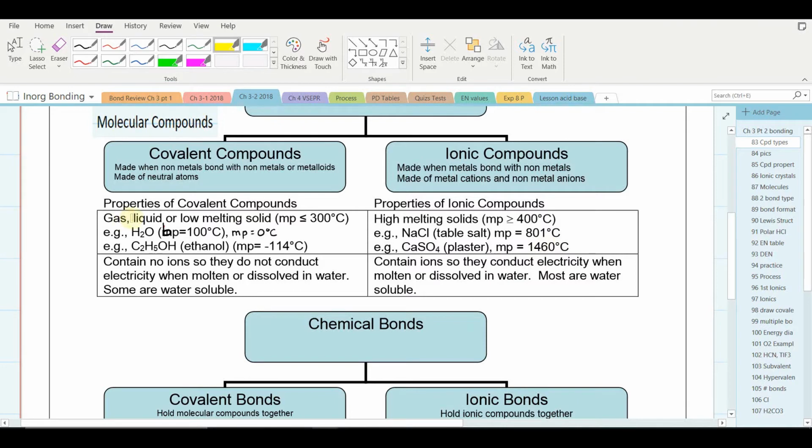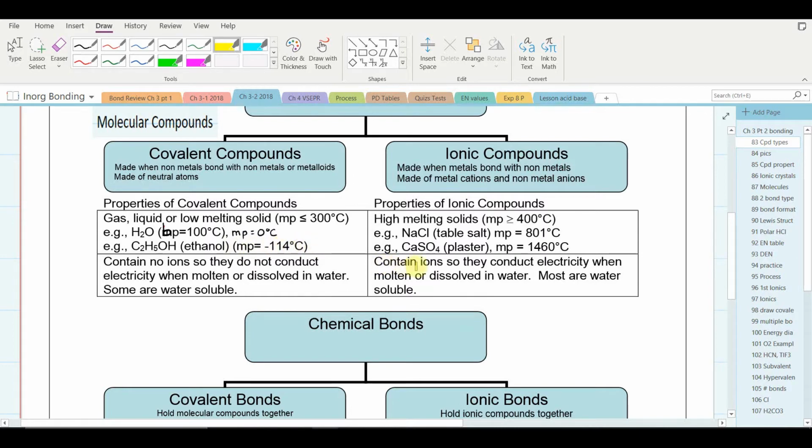By comparison, covalent compounds can be gases or liquids or solids, but if they're solids, they're relatively low melting, typically less than 300 degrees Celsius. There are a few exceptions, but most fit this description. For example, the boiling point of water is 100 and the melting point is 0 degrees C, and that's quite a bit lower than that of an ionic compound. Ethanol is a typical organic compound. It melts at minus 114 degrees Celsius. It's a liquid at room temperature.